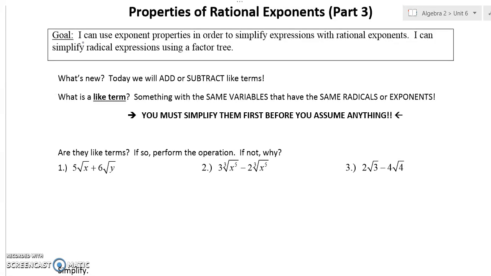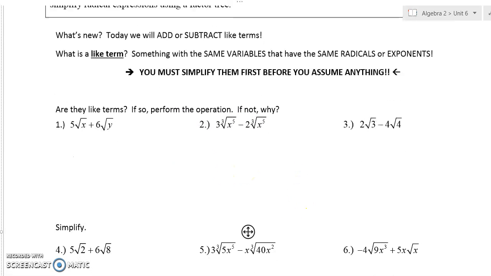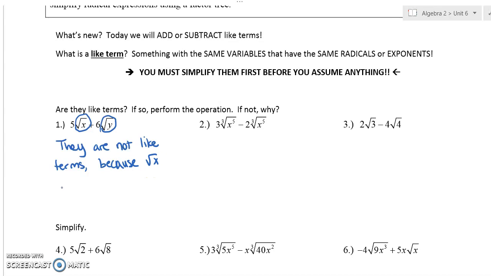So the first question says, are they like terms? If so, perform the operation. If not, why? If you look at example 1, you could see that they are not like terms because I have square root of x and square root of y. Since x and y are different variables, they are not like terms, because square root of x and square root of y are not the same. So therefore we can't add them.